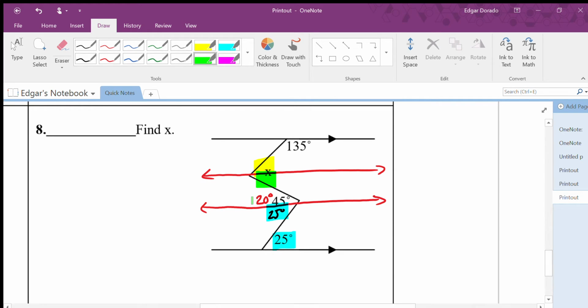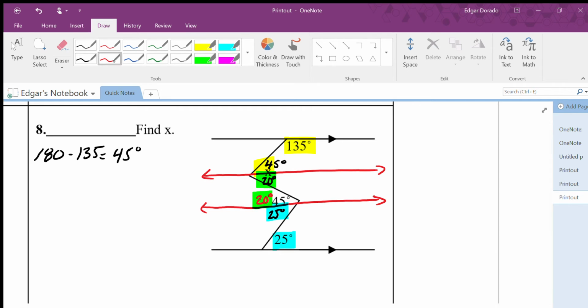That means that this 20 and this bottom piece of my X must be congruent. So this has to be 20 degrees. Okay? And then finally, when I compared both of the yellow ones, they are same side interior, meaning they must add up to be 180. So if I did 180 minus the 135 I already had, I get an angle measure of 45 degrees.